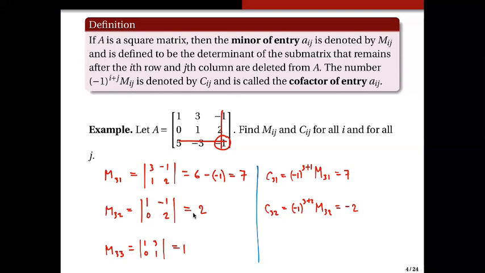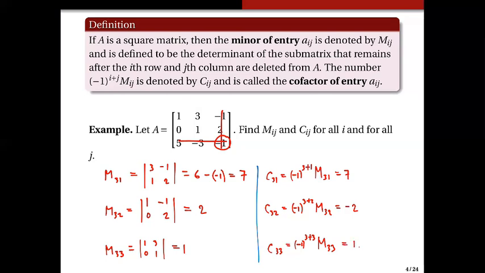And finally, sorry, we are computing C33 here. C33 is negative 1 raised to 3 plus 3 times M33. 3 plus 3 is 6, and negative 1 to the 6 is positive 1. M33 is equal to 1. So this is equal to 1.